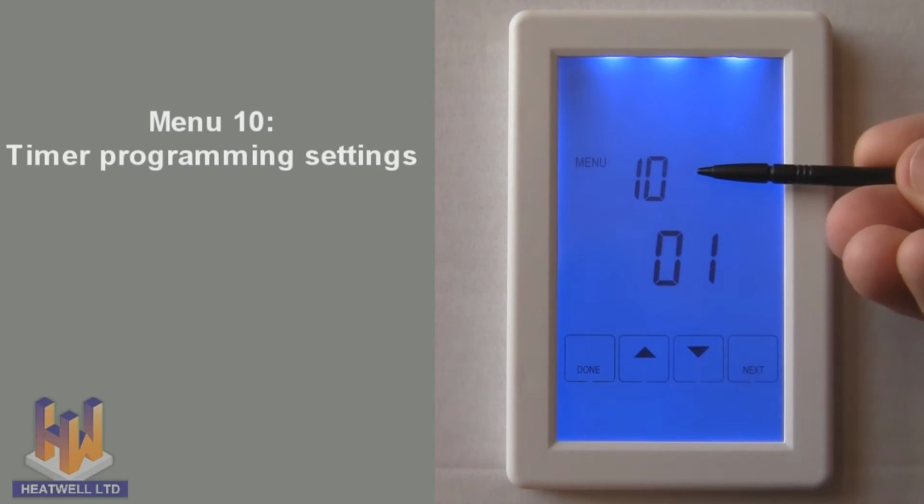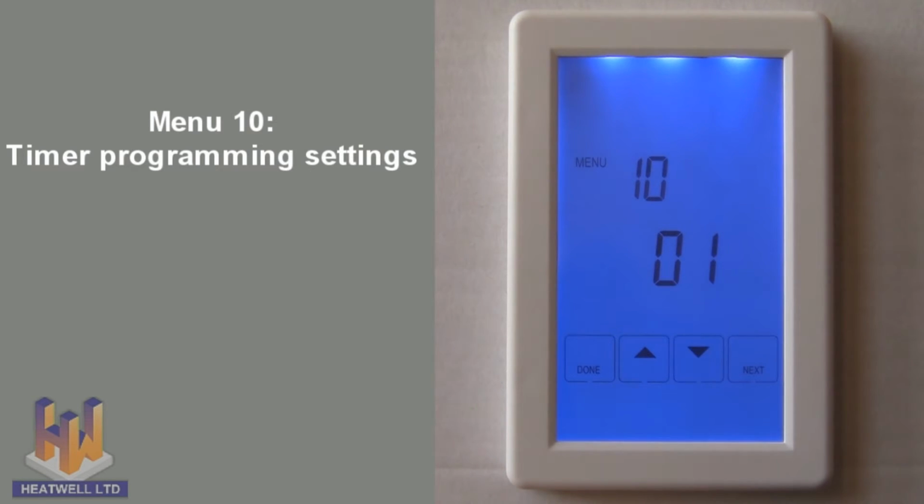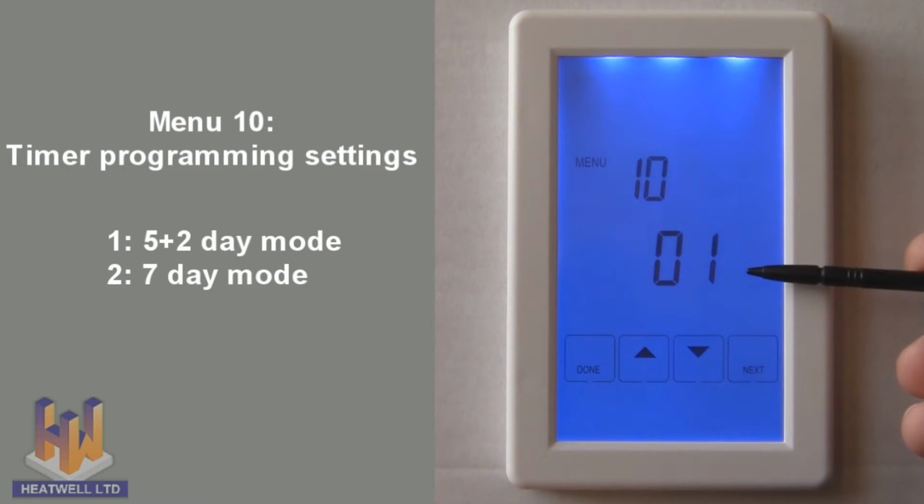Menu 10 is related to programming the timer, and allows you to select between 2 programming options to save time when setting the timer. Option 1 is called 5+2 day mode, which will allow you to program the unit's switch on and switch off times just once, and they will be applied across the whole week, from Monday to Friday, with separate times to be programmed for the 2 days of Saturday and Sunday.